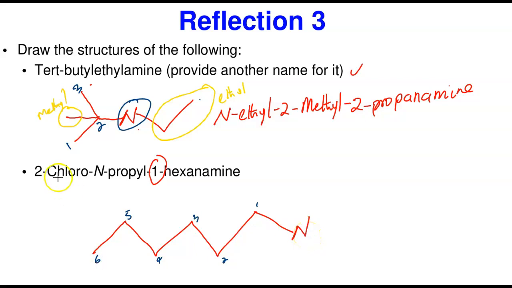Now, what are the attachments? 2-chloro. Chlorine is located in number 2, so I'm going to say 2-chloro. Propyl is located on N, and propyl is 3 carbons, so I'm going to put 1, 2, and 3. This is propyl. And because this is a tertiary amine, you have to complete your hydrogen here. This is how you draw the structure. So this is 2-chloro, N-propyl, 1-hexenamine. Yes, that is very correct.